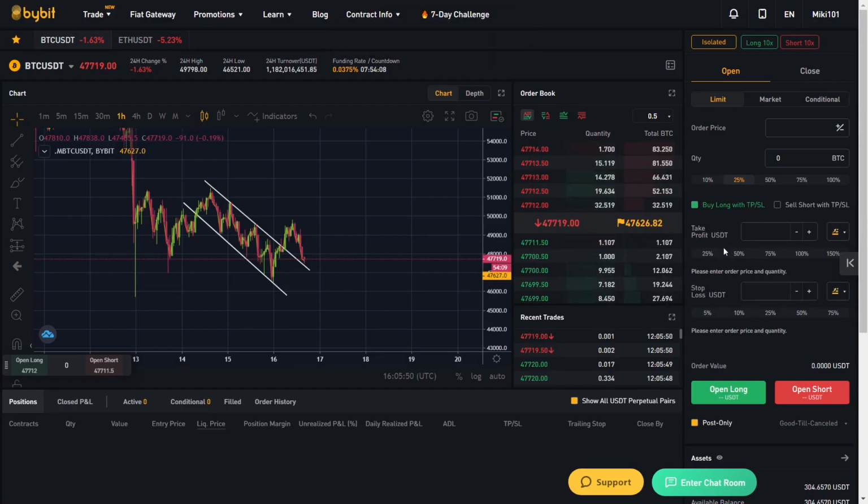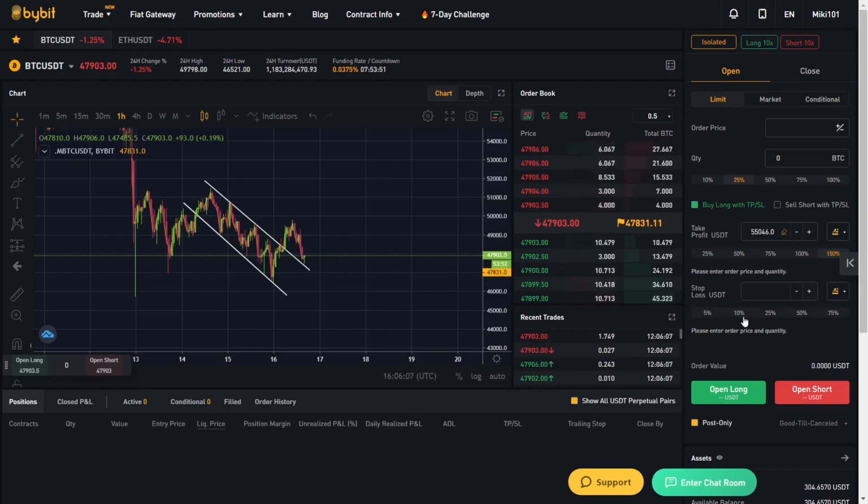So you can take profits, right? You can start to take profits. If your trade is up 25%, you can set take profits. Take profit at 50%, 75, up to 150%. And same thing goes for stop loss, right? It stops you out ahead of liquidation, right? So I always use a stop loss.